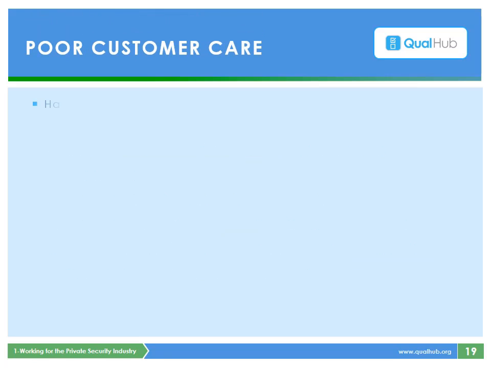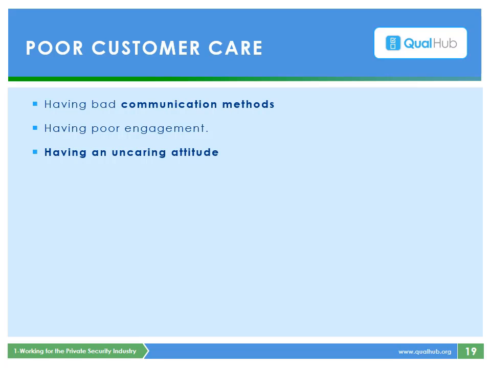Poor customer care. Having a bad or unclear communication method is obviously going to lead to misunderstandings and can lead to breakdown of communication. Having poor engagement with customers can lead them not to take you seriously or feel like you're not taking them seriously enough. Having an uncaring attitude speaks for itself.